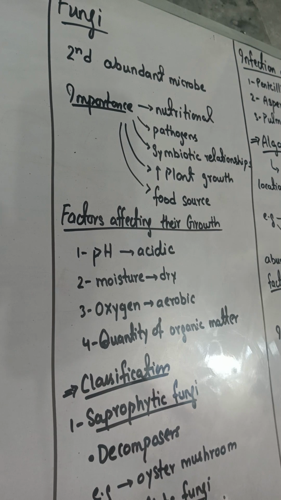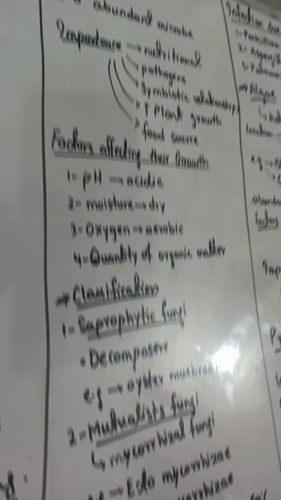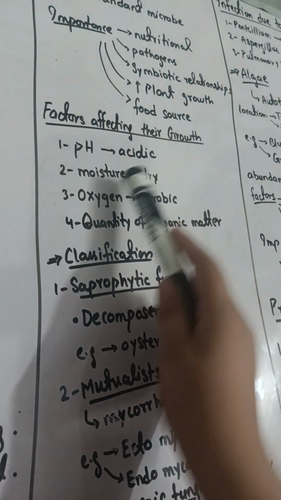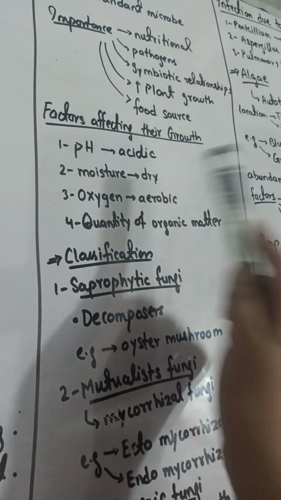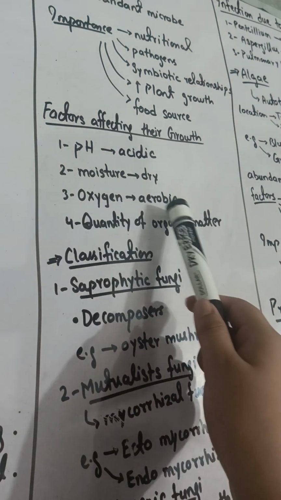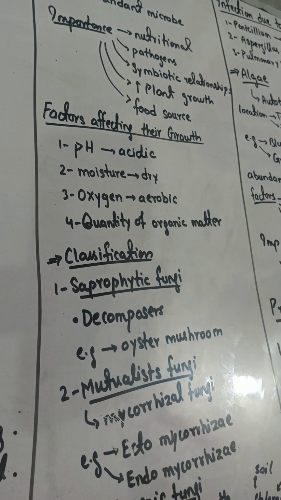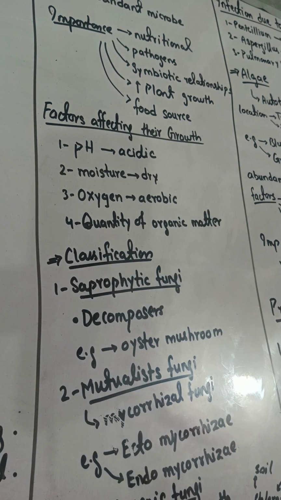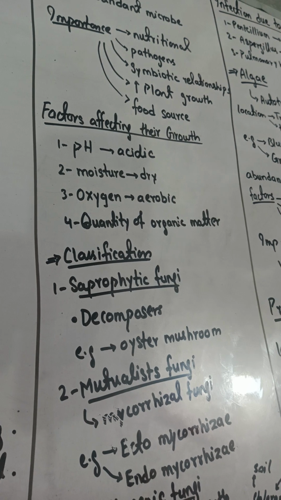Now, what are the factors affecting their growth? The first factor is pH: they can survive in acidic pH. About moisture, they love to live in a dry environment. Regarding oxygen demand, they are aerobic, so they are dependent on oxygen, and they need good quality organic matter. Where the organic matter is more, there the fungal growth is more and more.